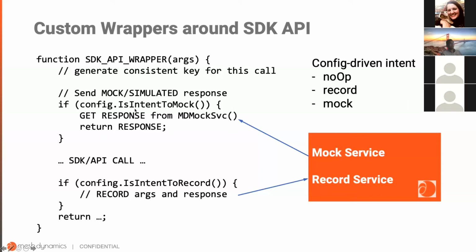If the intent is to mock, this particular call is mocked by our mock service automatically. And if the intent is not to mock, then it flows through and makes the SDK API call. And if the intent is set to record, these args and responses are actually recorded into our recording service, and then it is available for mocking subsequently.